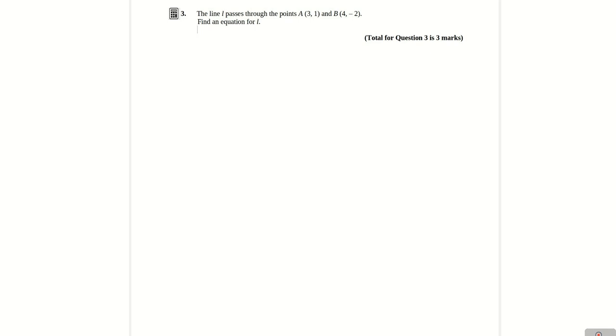So this question gives us 2 points on a line, the points A and B, and we just need to find an equation for that line. First thing we're going to have to do is to work out what the gradient of the line is.